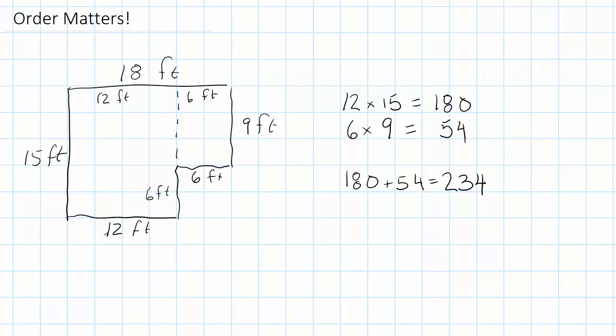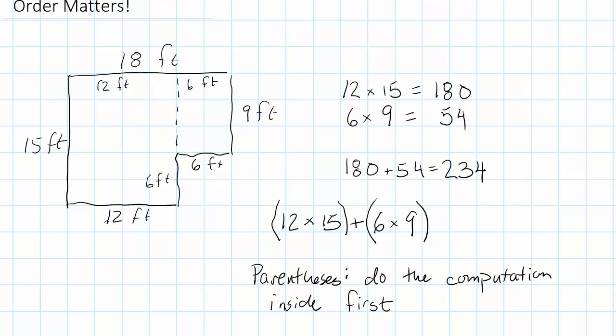But suppose I wanted to write down this calculation as just one expression. Right? Suppose I wanted to write it down as, for instance, (12 times 15) plus (6 times 9). Now what I'm saying here is that I want to do this multiplication, I want to do this multiplication, and then I want to add the results together. What I've just written in are what are called parentheses, and the parentheses say, do the computation inside first.